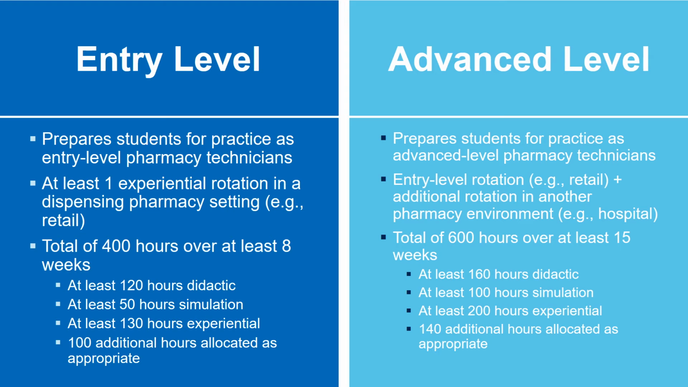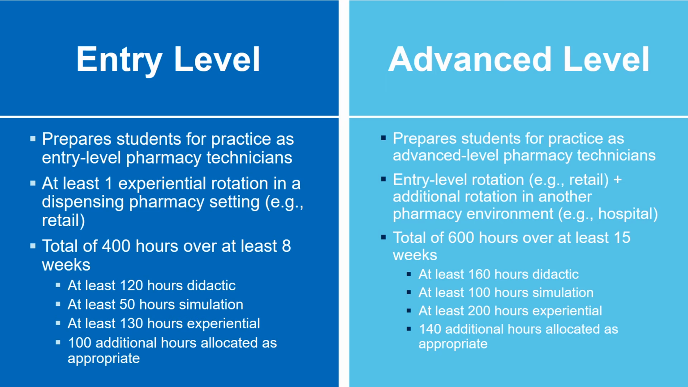Students in advanced programs must still meet the entry-level requirements for experiential rotations, plus complete one additional experiential rotation. Finally, advanced programs require additional hours for a total of at least 600 hours over a minimum of 15 weeks. Of these hours, 160 must be didactic, 100 must be simulation, and 200 must be experiential. The final 140 hours can be allocated as appropriate. It is important to have a specific defined method for calculating hours for both on-site and distance learning programs.